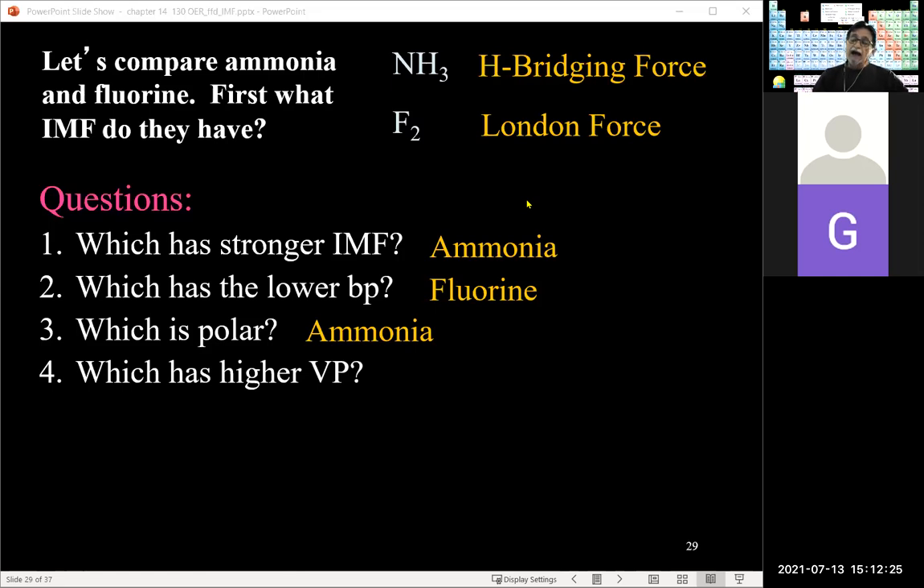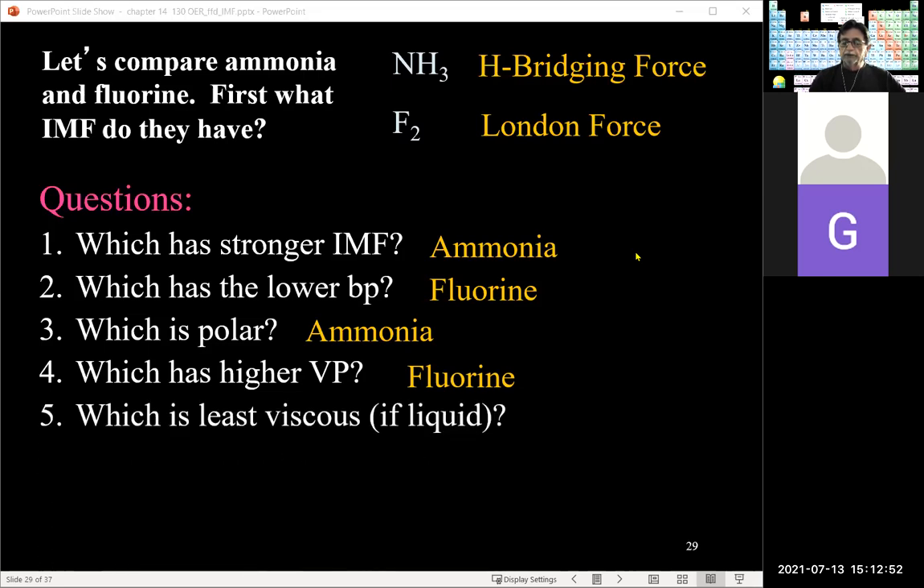Which has a higher vapor pressure? Okay, now think about this carefully. The one with the higher vapor pressure would have the weaker IMF because then more molecules will go into the gas phase. In this case, fluorine will have a higher vapor pressure than ammonia because it has the weaker IMF.